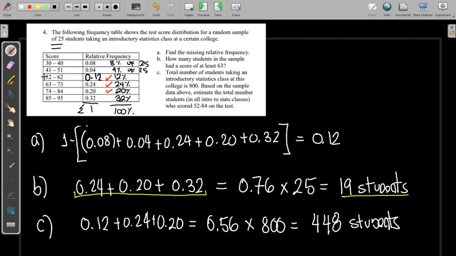52 to 84 will be this group, right? So we need to add 12, 24, and 20. You can see this on the bottom. And we get 0.56. Now, this 0.56 is not from 25 because the question says out of 100. Based on this sample, then we can project for the whole population. And we need to get the 56% of 800, not of 25, because question C specifically asks you for 800.